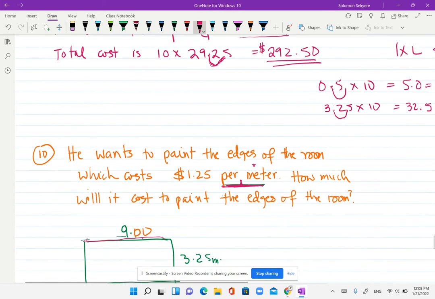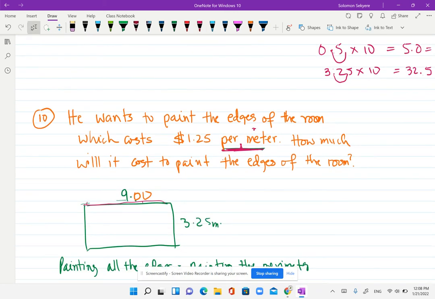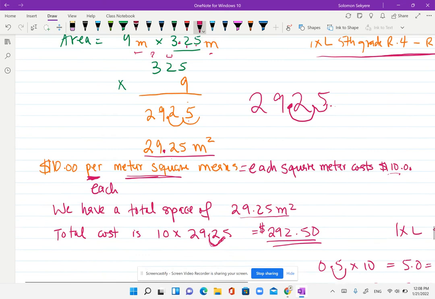Versus the next question here, it says now he wants to paint the edges of the room and it costs $1.25 per meter. So here you don't see square. One of them refers to square meter, the other one doesn't. Let's see the difference here.